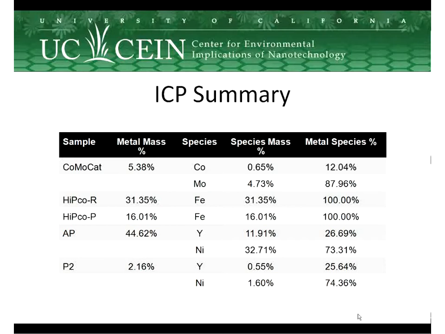Any questions? Yeah, Trish. So this is the total metal in the carbon nanotube. Then this is the mass that goes into that, and then if you look at this and say the 5.38%, 88% of this is molybdenum, and 12% of this is cobalt. That's why these are 100%, so they don't have anything else, and then this is the balance between yttrium and nickel. Sure. Any other questions?